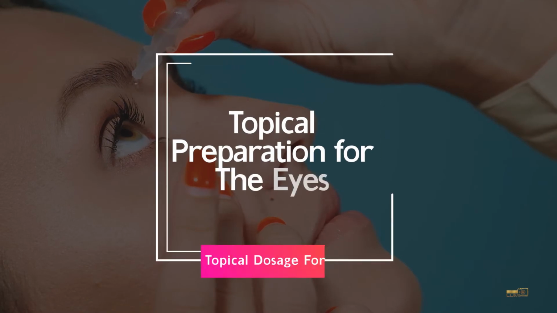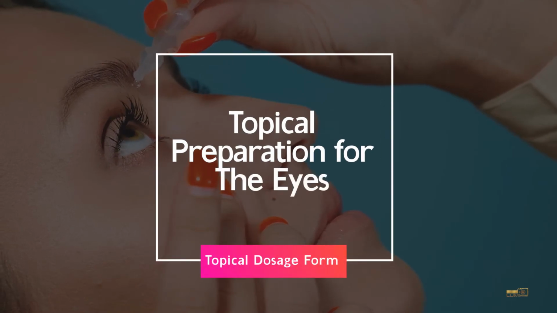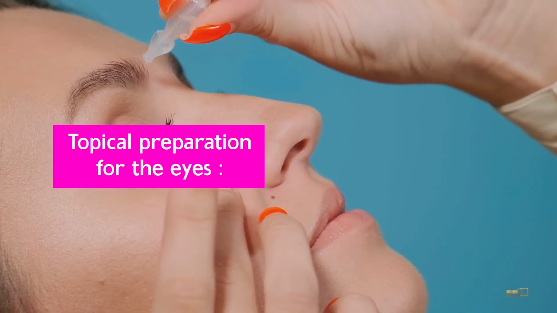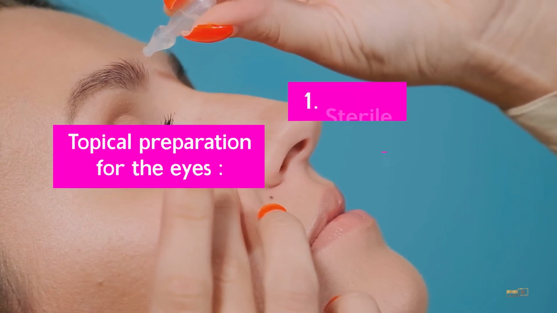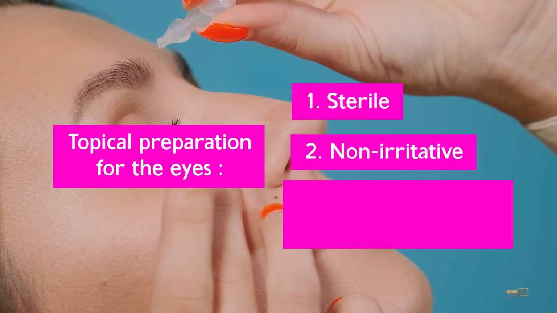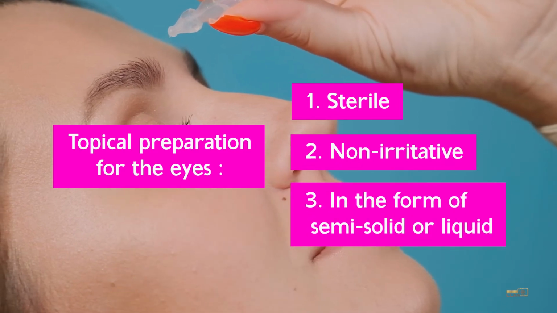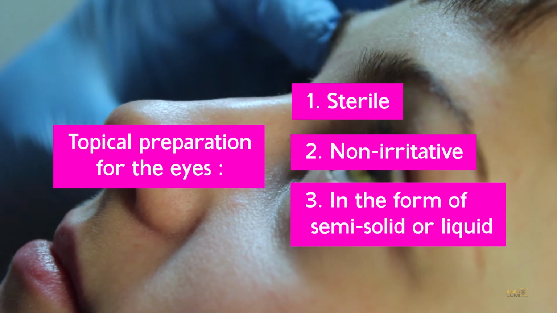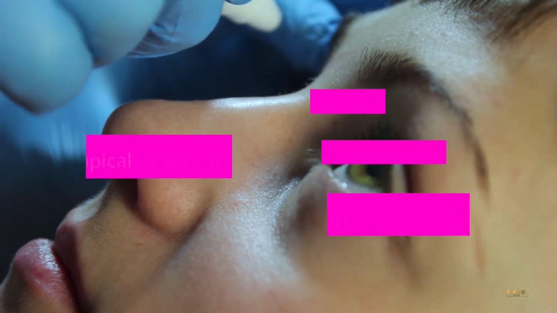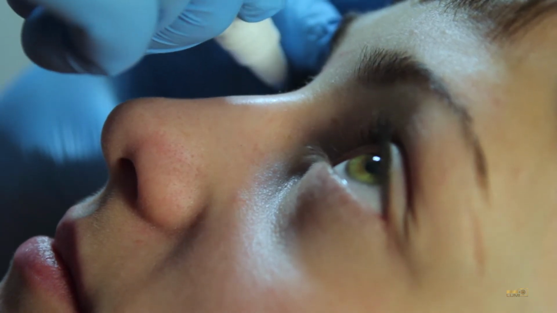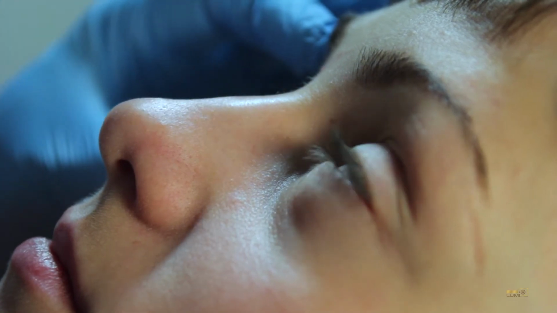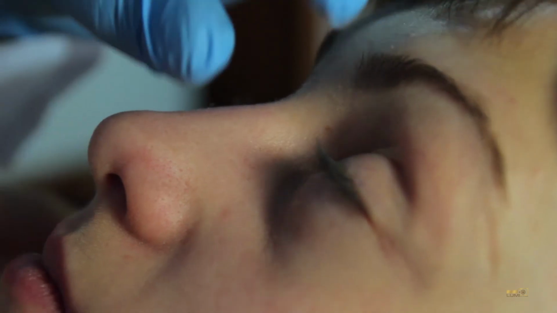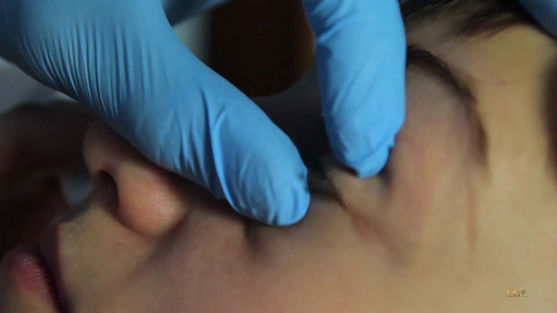Let's start by discussing topical preparations for the eyes. The preparations have to be sterile, non-irritative, and are in the form of semi-solid or liquid. They are applied to the conjunctiva, conjunctival sac, or eyelids. In general, there are two types of eye preparations that are commonly used, called ophthalmic drops and eye ointment.